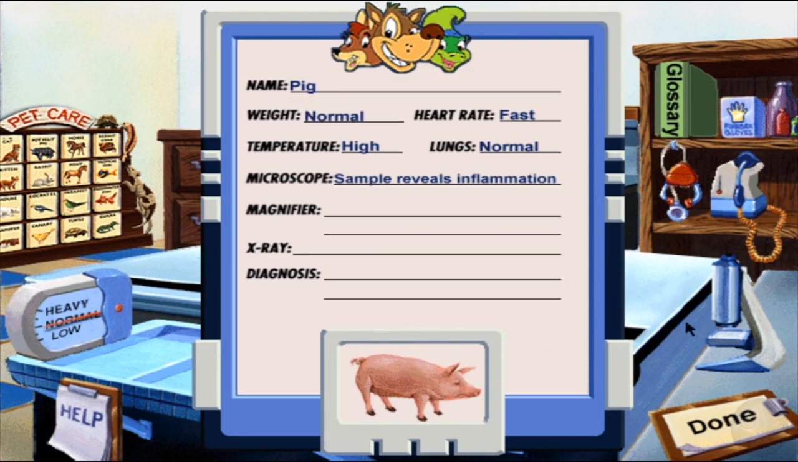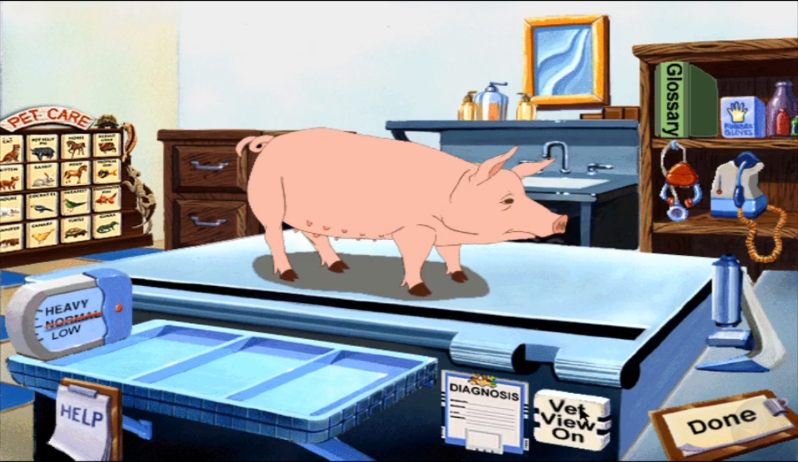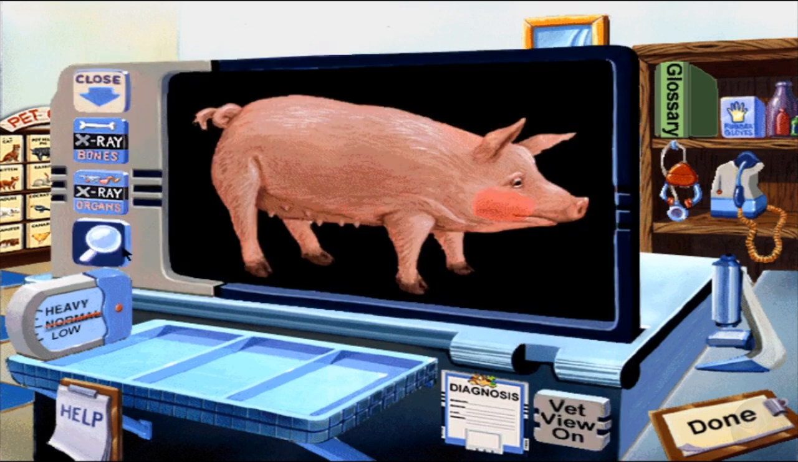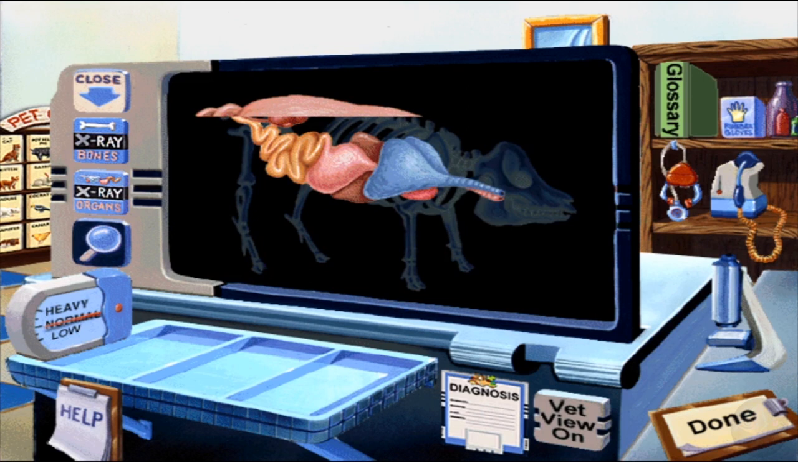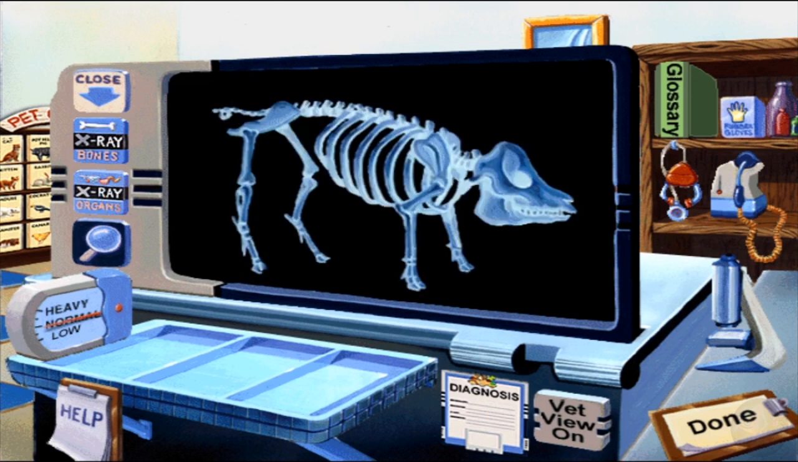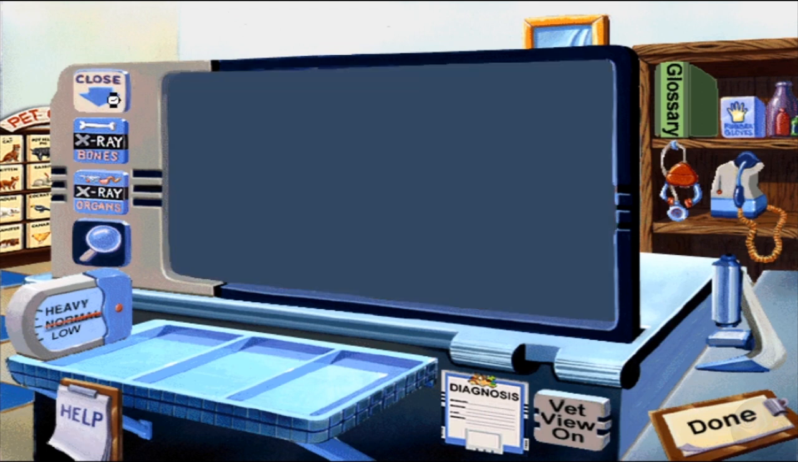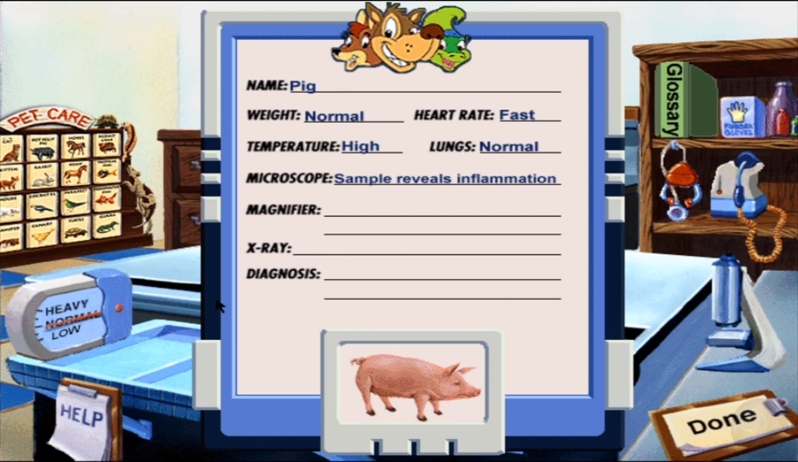This animal's weight is normal. Flushed cheeks. I don't see any problems here. Flushed cheeks.